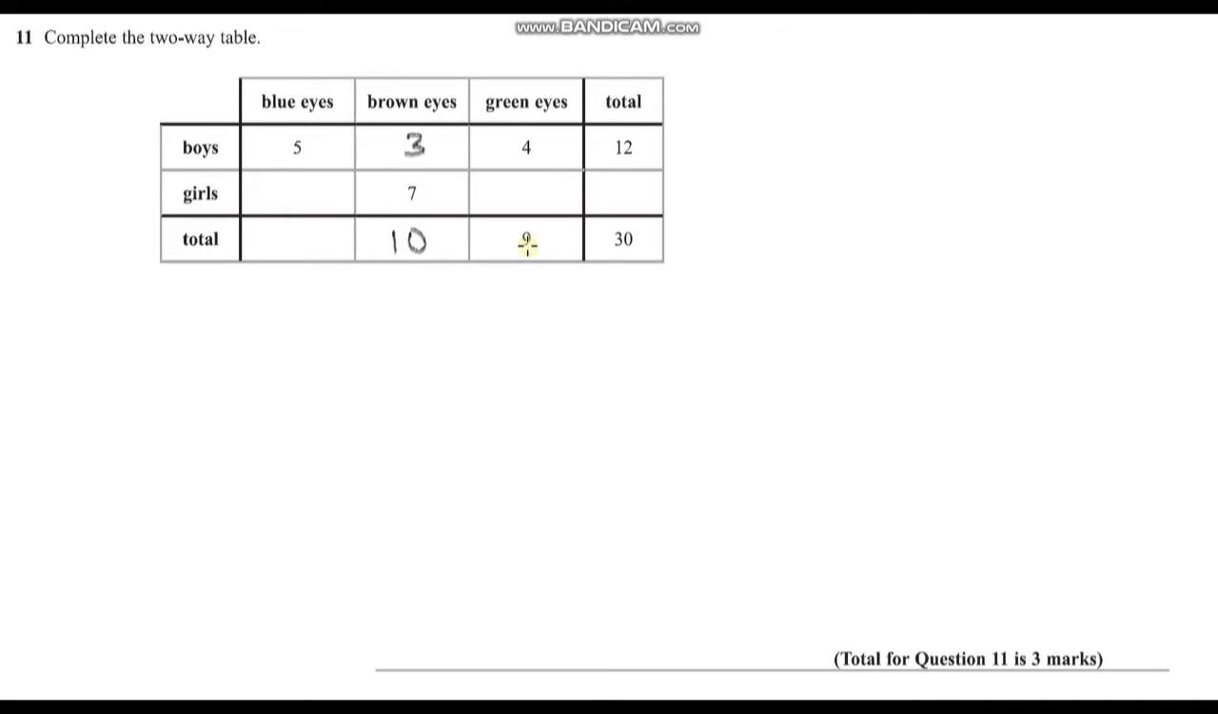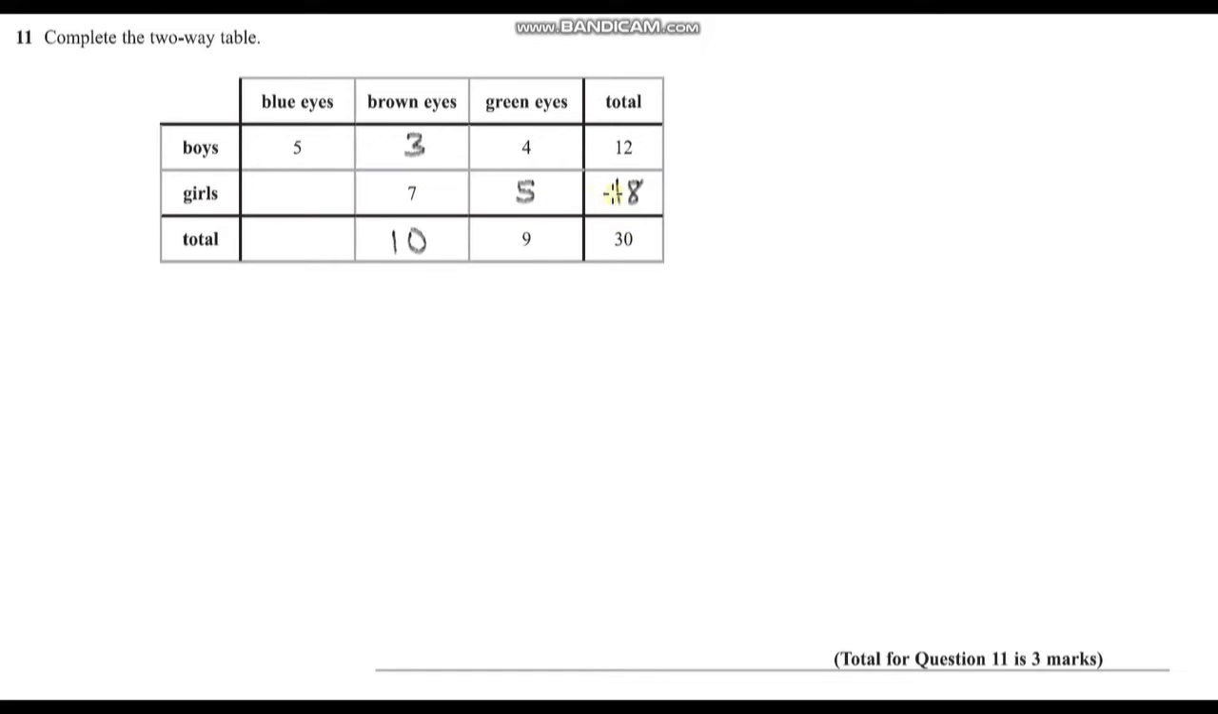So there's 9 green-eyed people in total. 4 of them are boys, so therefore 5 are girls. And notice you might have been doing this in a different order. There's usually a couple of different ways you could do it. I can work out this one. So 30 people in total, 12 are boys, therefore 18 are girls. I can work out this one now.